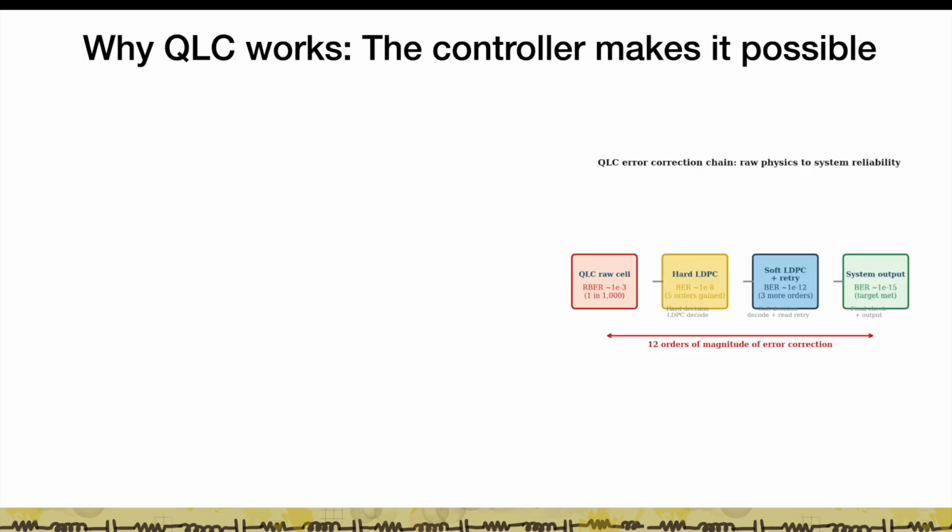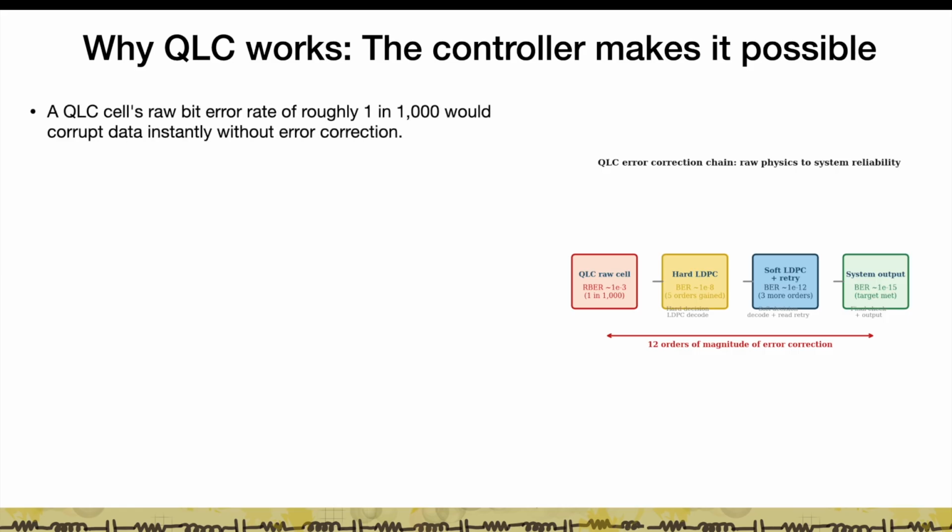Now, the job of the flash controller's error correction system is to take a medium with a raw bit error rate of 1 in 1000 and deliver data to the host with an effective error rate of less than 1 in 10 to the 15th power. That's 12 orders of magnitude of error correction gain.